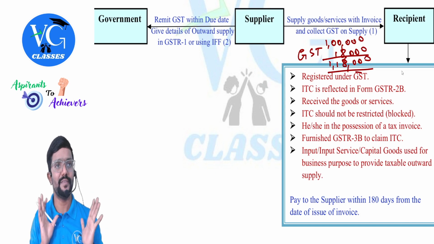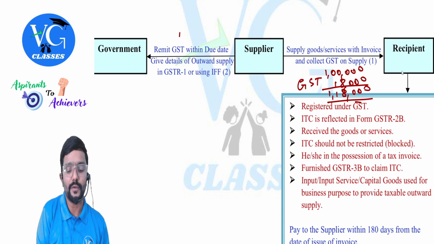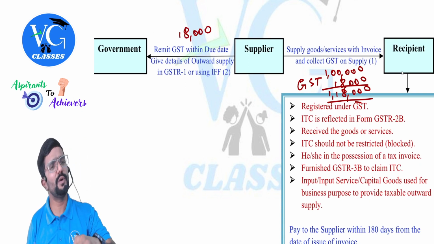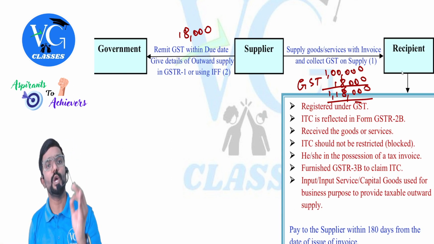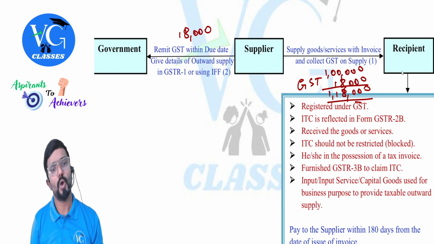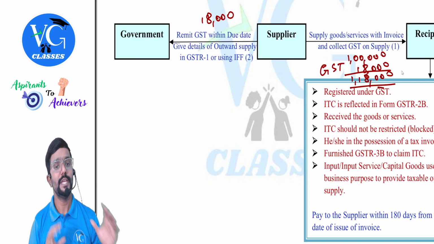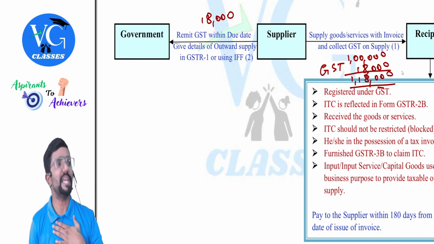1 lakh is the supplier's revenue, no doubt in that. What about the 18,000? You need to remit it to the government within the due date, guys. What is the due date and all? We will understand later. Don't worry as of today. Clear? So within the due date, the supplier has to remit it to the department or the government. Okay, sir. And will the supplier's responsibility end there? No. He should also file his return in GSTR 1, giving the details of his sales.